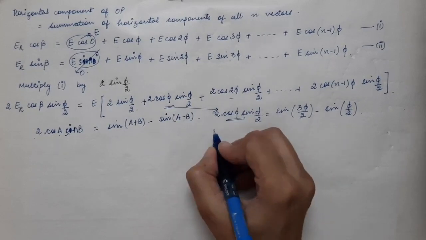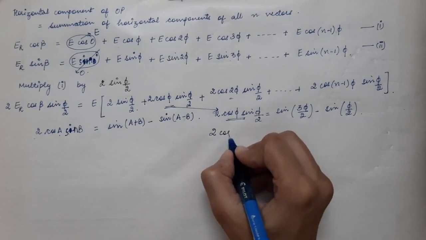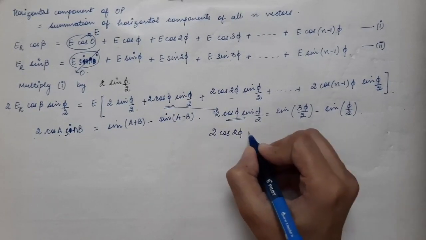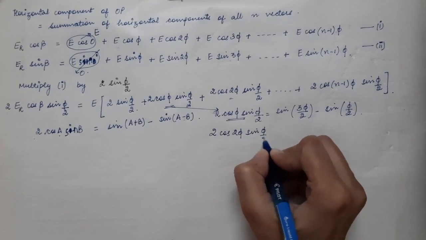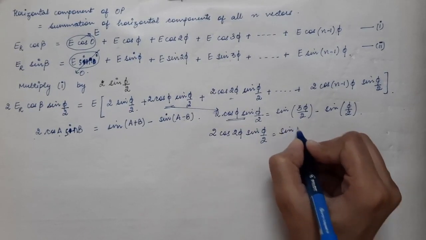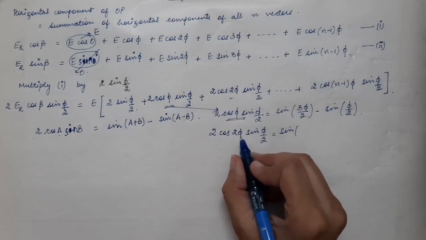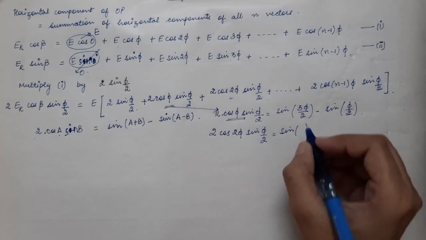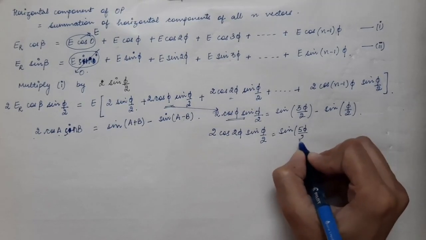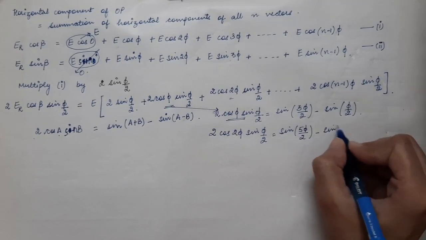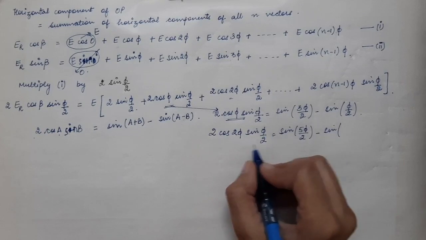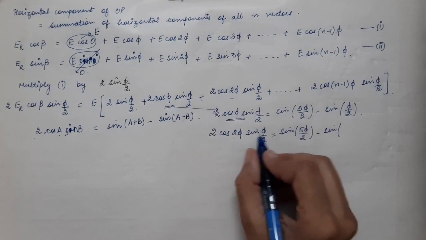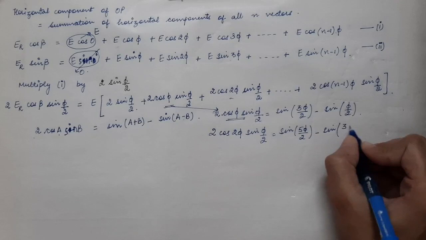Now the third term we will write it in the form twice of cos 2 phi sine phi by 2. So that will be equal to sine of A plus B. Now what is A? It is 2 phi and B will remain the same, that is phi by 2. So 2 phi plus phi by 2 will be 5 phi by 2 minus sine of 2 phi minus phi by 2. So that is A minus B. So 2 phi minus phi by 2, that will be 3 phi by 2.